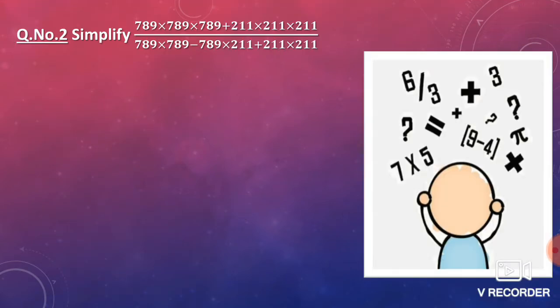Number 2 is to simplify 789 into 789 into 789 plus 211 into 211 into 211, divided by 789 into 789 minus 789 into 211 plus 211 into 211. This is a very funny problem. You will find out when I solve this.